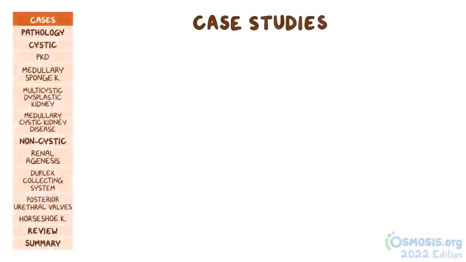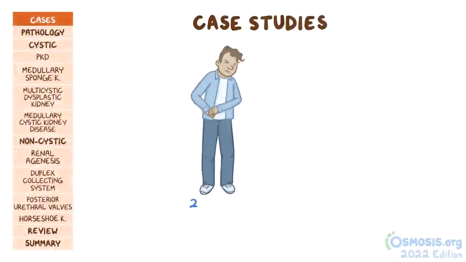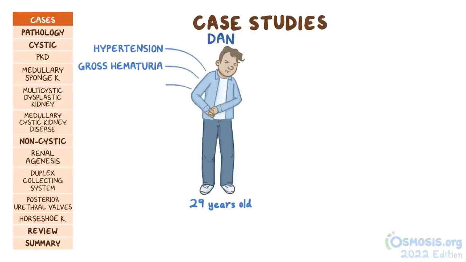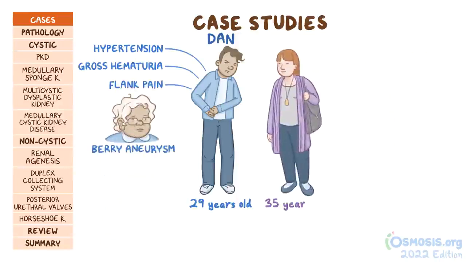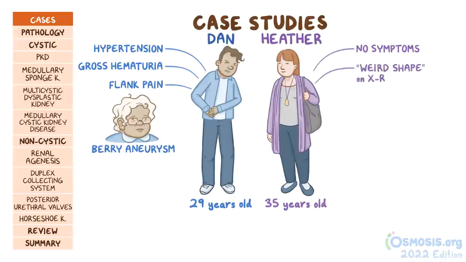Two people came to the nephrology ward one day. The first is 29-year-old Dan, who presents with hypertension, gross hematuria, and flank pain. Dan's family history showed that his grandmother died of a berry aneurysm. Next is 35-year-old Heather. She does not present with any symptoms, but she has been referred to the nephrology clinic because her primary care doctor discovered that her kidneys have a weird shape on an abdominal x-ray.